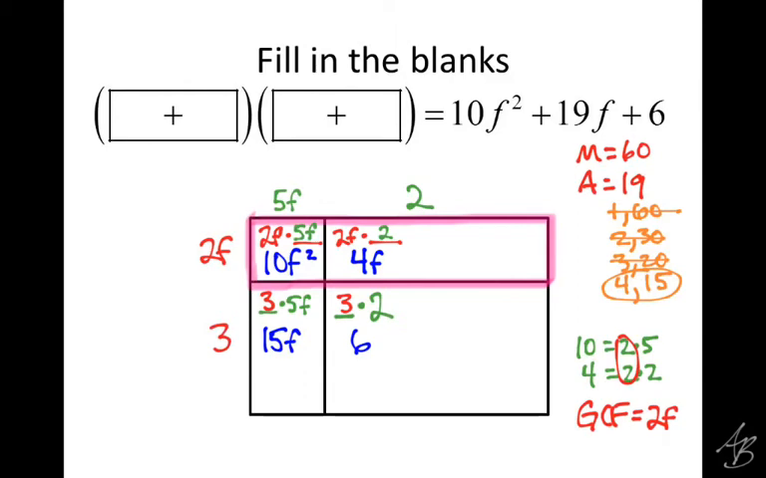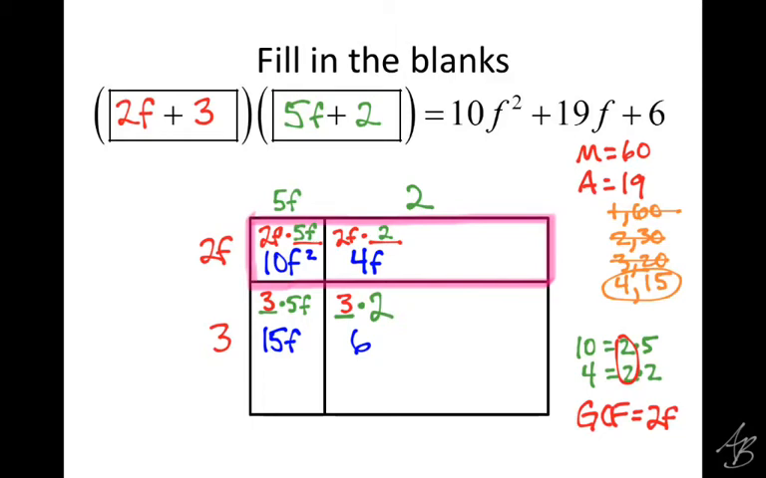Our area model's finished, so we can say that this area here is equal to the height times the width. What's the height going to be? 2f plus the height. The height is over here on the side, so 2f plus 3. And the width is going to be 5f plus 2.